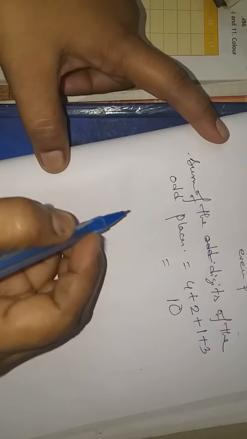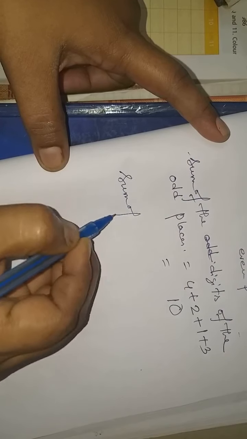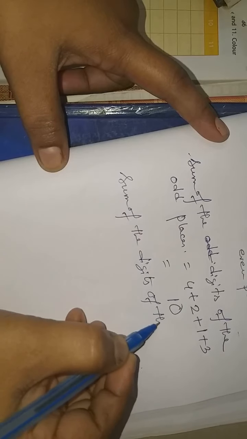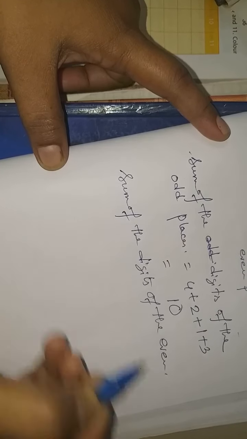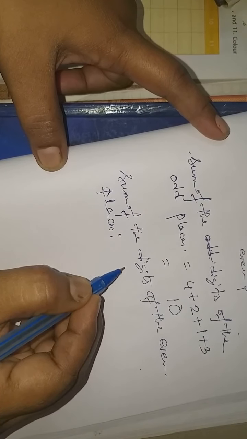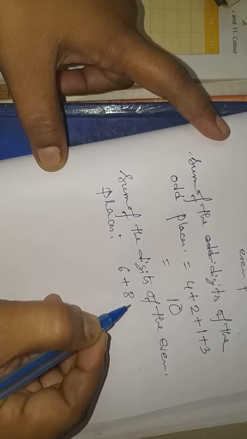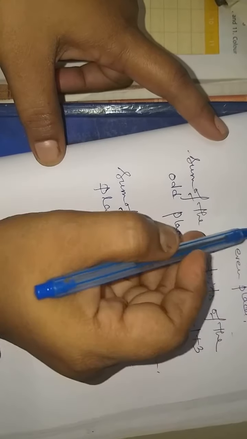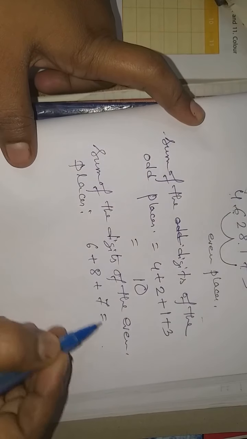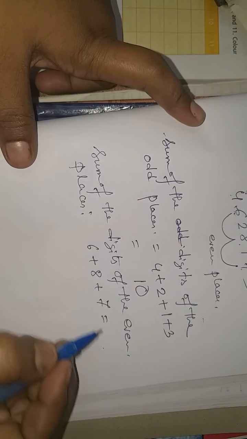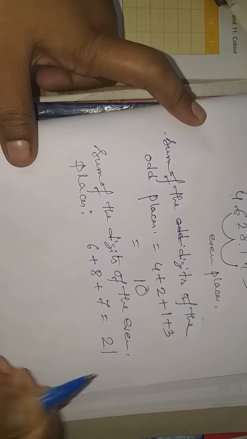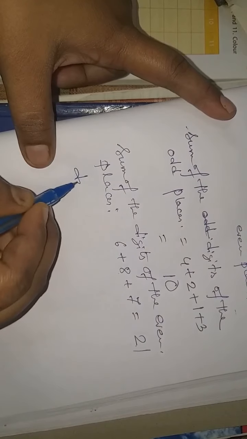And again we find the sum of the digits of the even places, that is 6 plus 8 plus 7. These are the even places' digits. We add them and get 14, and that is 21. Now we have to find the difference.